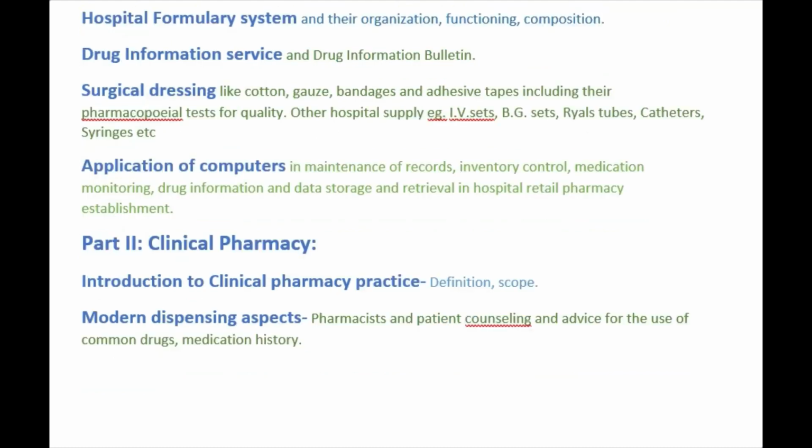Next chapter is surgical dressings. It contains study of surgical dressings like cotton, gauze, bandages, and adhesive tapes, including their pharmacopoeial test for quality, and other hospital supply, for example, IV sets, BG sets, catheters, and syringes, etc.